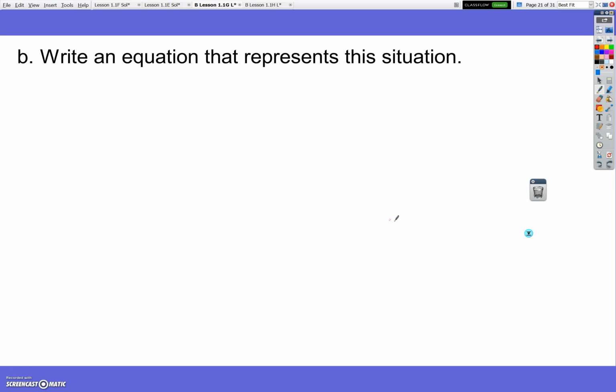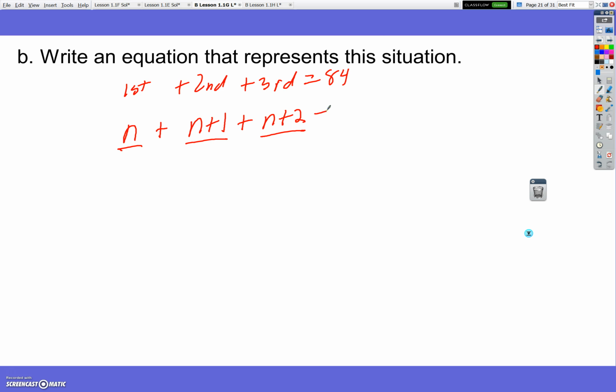So let's look at B. It says write an equation that represents the situation. Remember, we have our first plus our second plus our third integer, and that's going to equal 84. To set this up, n was my first one, n plus 1 was my second one, and n plus 2 is my third one, and this added up to 84.